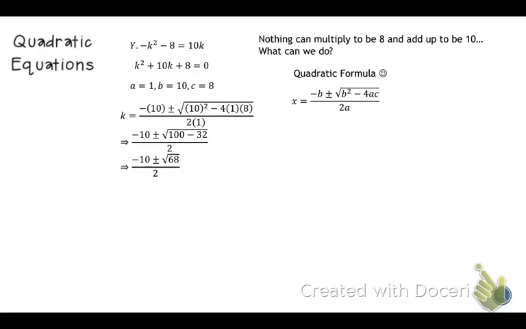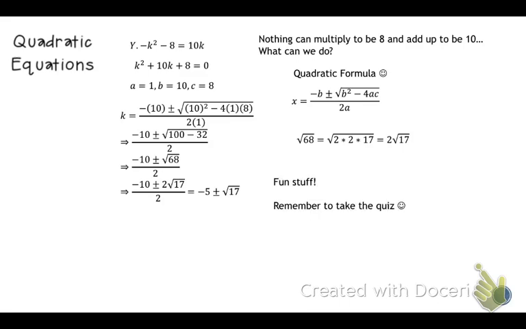So that's going to be negative 10 plus or minus square root of 68 over 2. Well, the square root of 68 breaks down to 2 square roots of 17. So that's going to be negative 10 plus or minus 2 square roots of 17 over 2. 2 goes into 10, 2 goes into 2. So that's going to be negative 5 plus or minus the square root of 17. Okay, fun stuff.